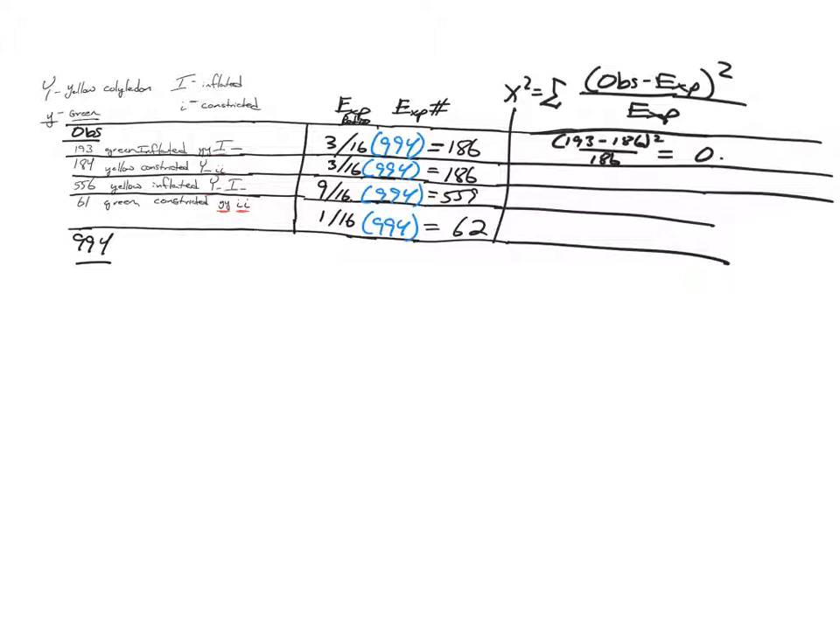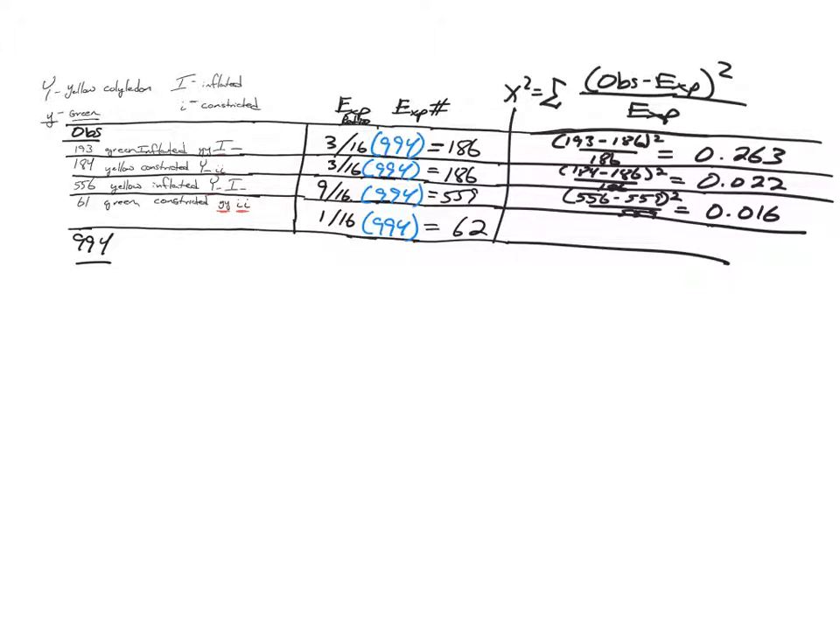0.263. All right. And the next one is 184 minus 186. Oh, that's a negative number, but it doesn't matter because we square it. Divided by 186. And what do we get? 0.022. And the next one is 556 minus 559. Oh, another negative number. Again, doesn't matter because we're squaring it. Divided by 559 equals what? 0.0116.